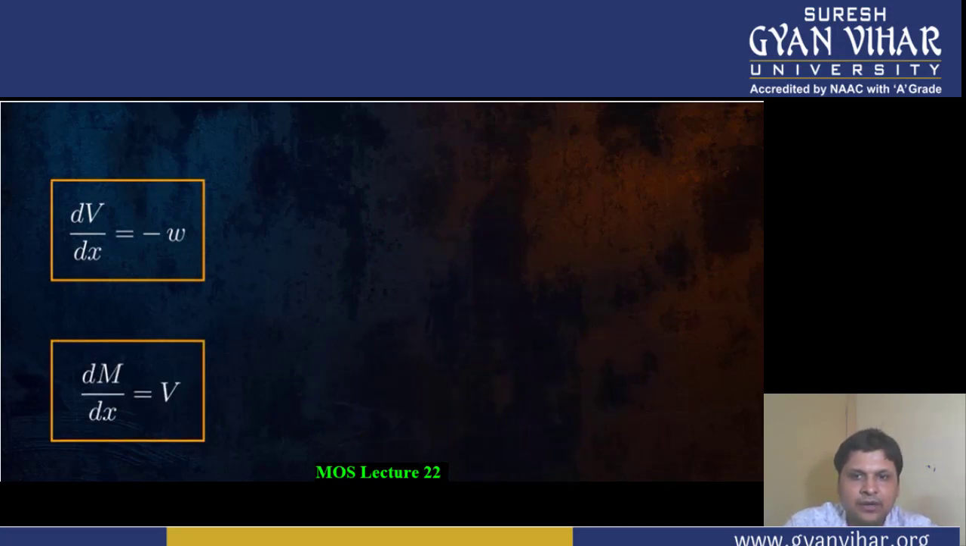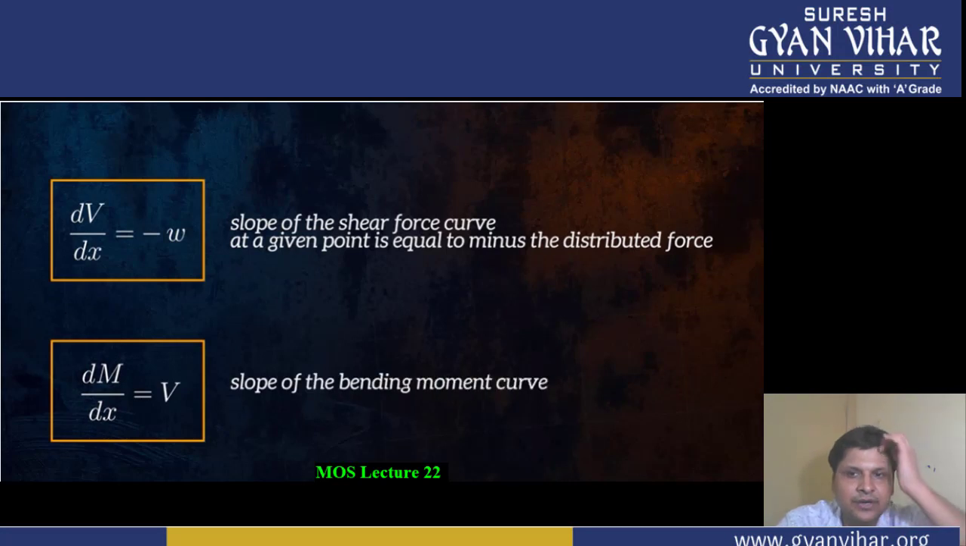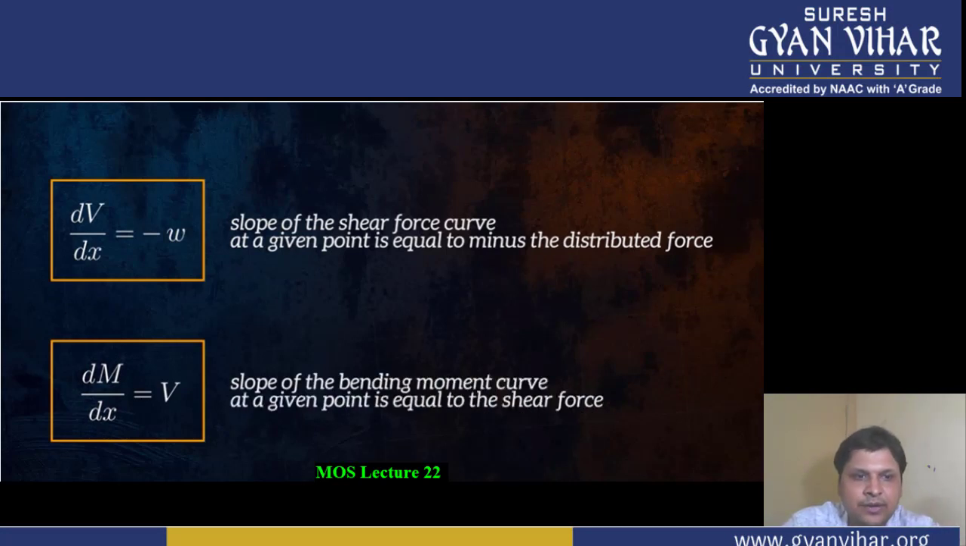The quantity dV over dx is the slope of the shear force curve, and at a given point along the beam it is equal to minus the distributed force. Similarly, dM over dx is the slope of the bending moment curve at a given point. It is equal to the shear force.